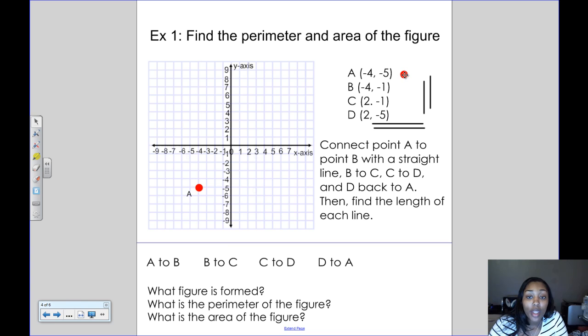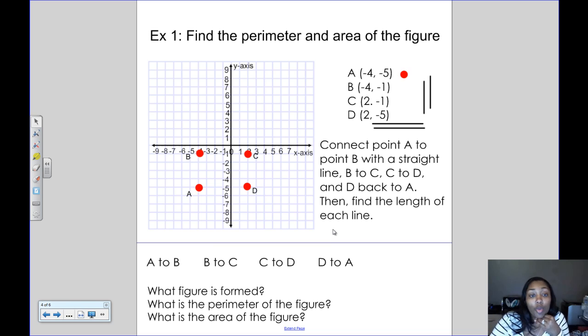Then point B is at -4, -1, which is here. And that is point B. Then C is at 2, -1, which is here. And then that is point C. And then point D is at 2, -5. And that is point D.